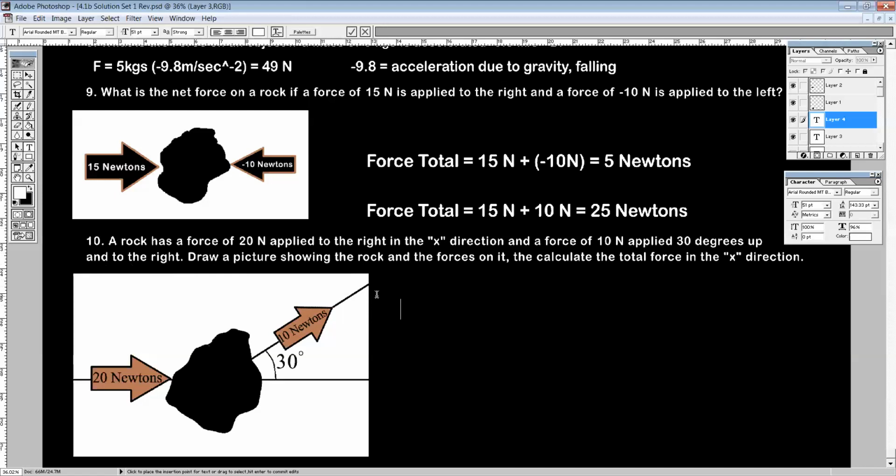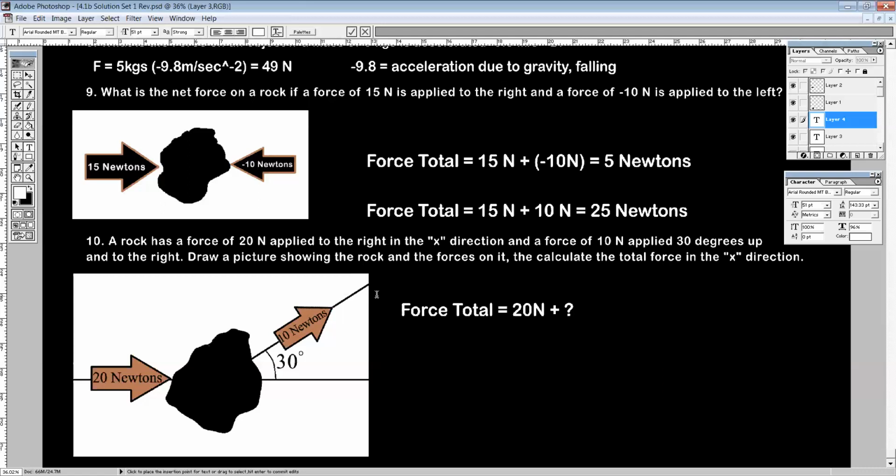And then finally, we need a little bit of trigonometry on this last problem. We've got a different rock, and we have our 20 newtons to the right again. Force total again. And so that's pretty clear. We know that we've got the 20 newton force going to the right. But how do we deal with this force of 10 newtons that's at a 30-degree angle?